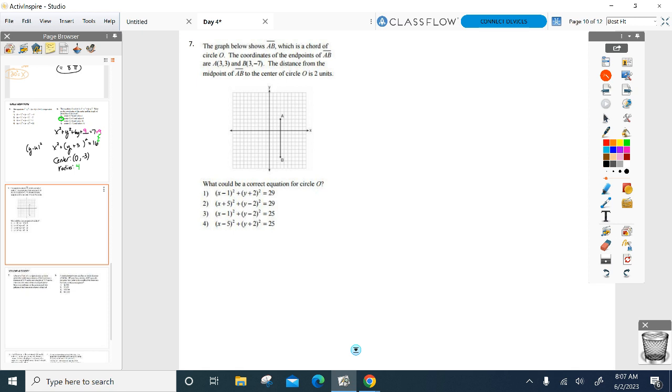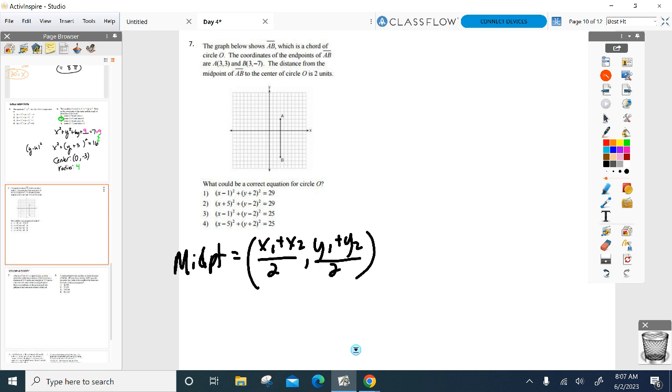I believe that's number 2 on your formula sheet. Midpoint formula. X1 plus X2 divided by 2. Y1 plus Y2 divided by 2. There's your midpoint formula. So using that formula, go ahead and find the midpoint of AB because the center is located 2 units from it. You know the coordinates, plug it into the formula now.